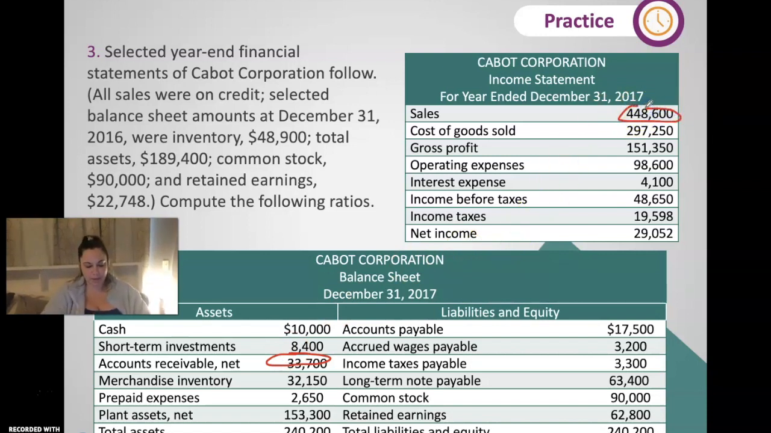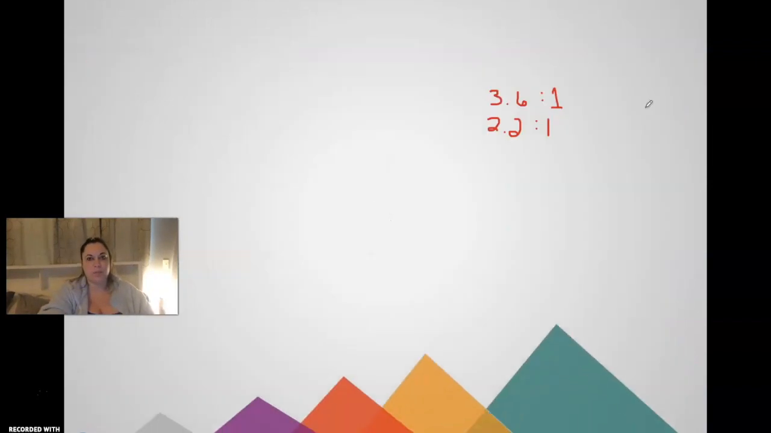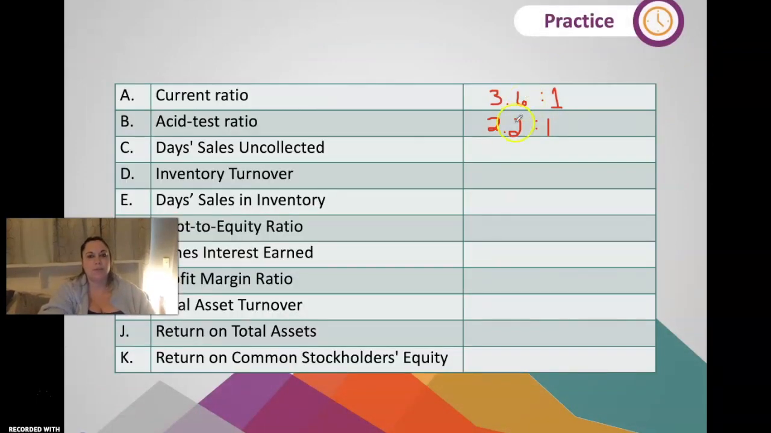So we have 33,700 divided by my sales, 448,600 times 365. So I'm just going to round. I got 27.4. So days sales uncollected would be 27.4, and it's days, so it's labeled days here.